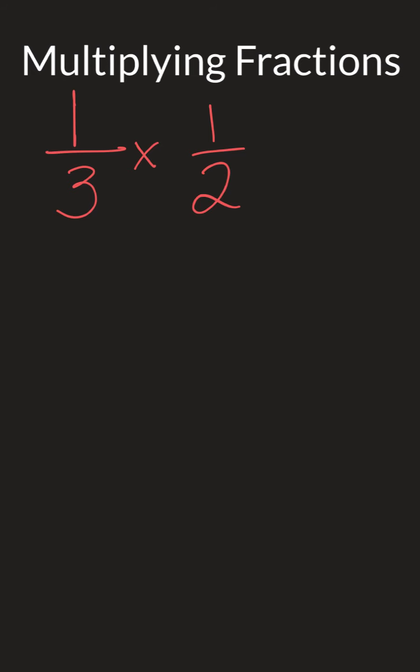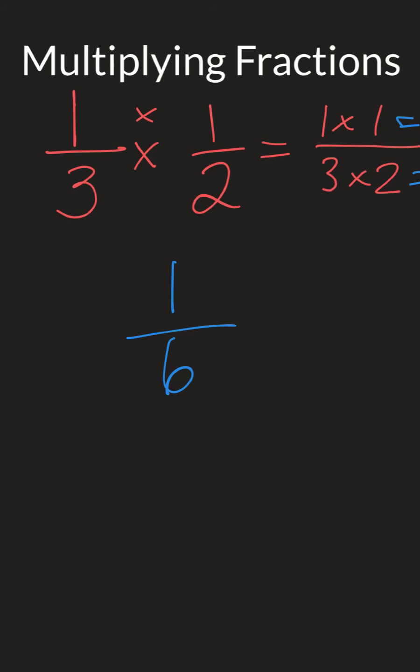All we are going to do is simply multiply across the numerators, so 1 times 1, and multiply across our denominators, 3 times 2. 1 times 1, of course, gives us 1, and 3 times 2 gives us 6. I cannot simplify this in any way, so this is my final answer, 1/6.